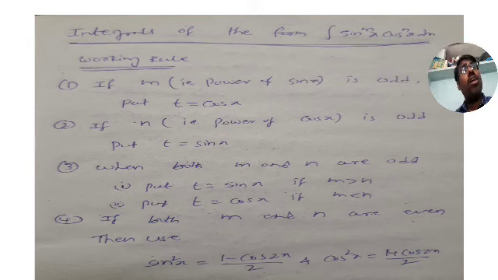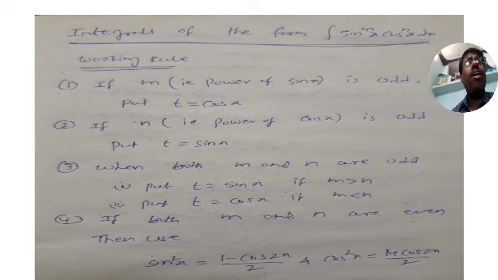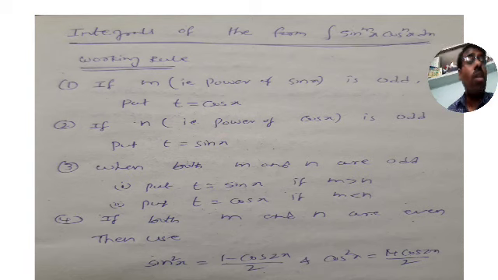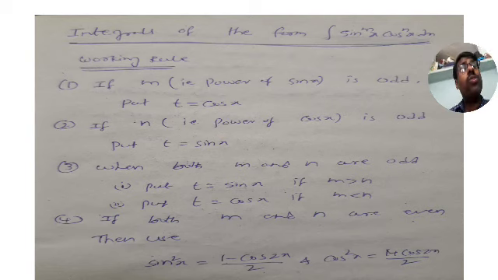So this is the working rule to find integrals of the form integration sin power of mx into cos power of nx dx. Can anybody tell me this working rule, or the rules to be followed?